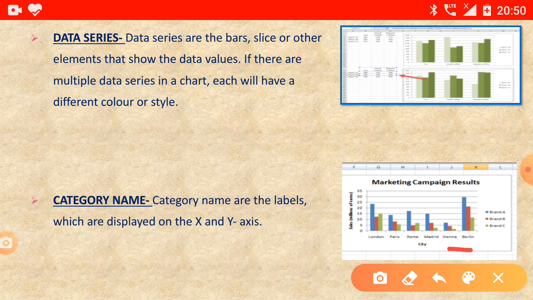What label has been given to the x-axis and what label has been given to the y-axis is known as a category name. On the x-axis they give the title city, and on the y-axis they give the title sales. So these are the category names. The label of the x-axis and the label of the y-axis are known as category names.